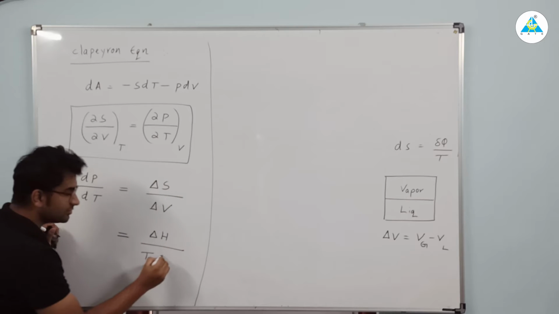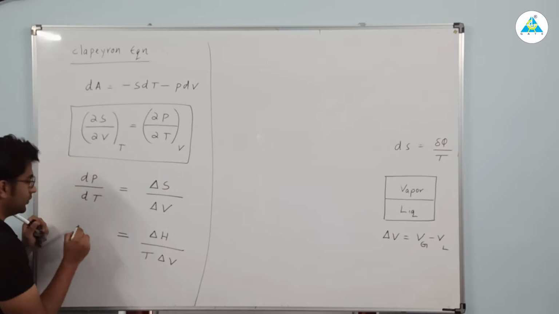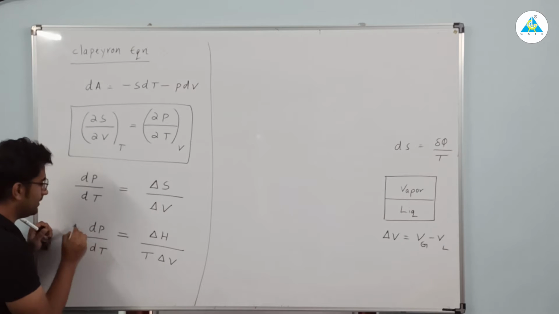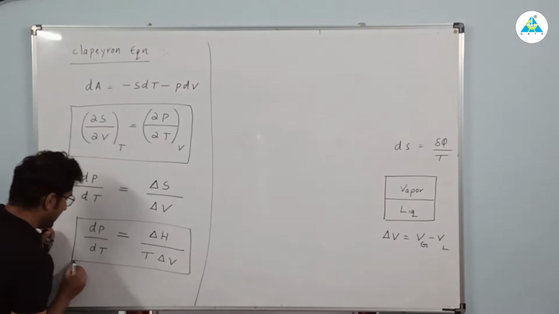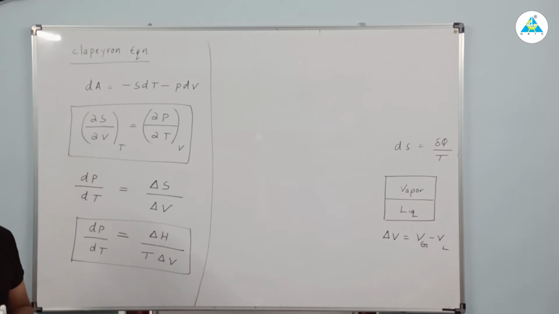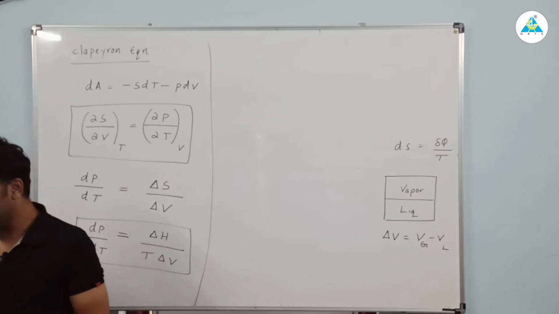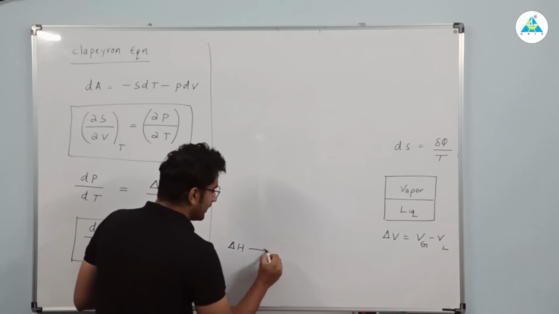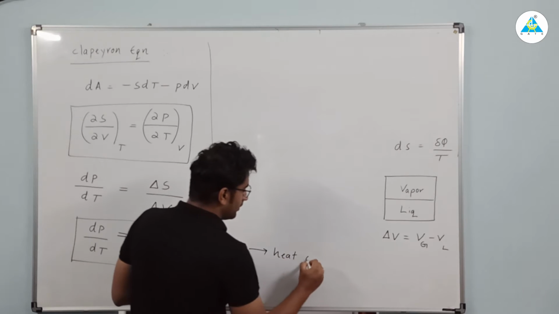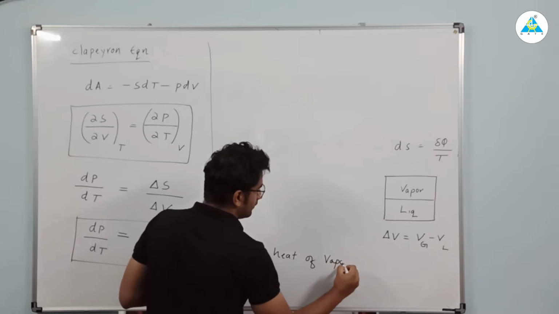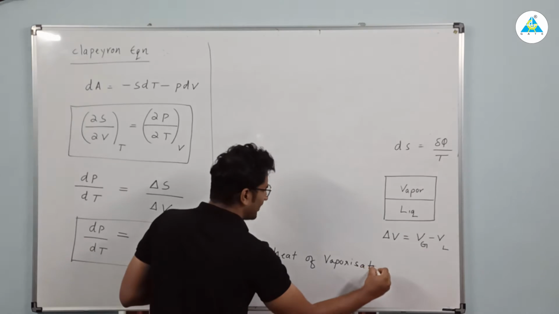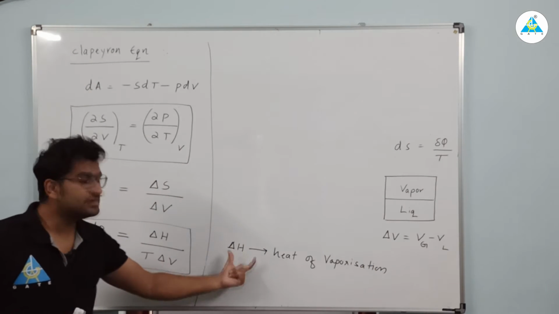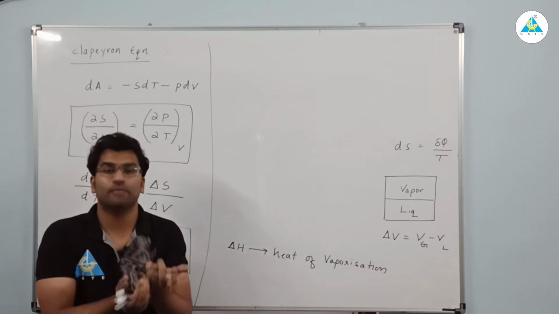From that particular equation into delta V. So your equation for dP by dT will be equal to what? Delta H divided by T delta V, where this delta H is your heat of vaporization. Enthalpy or heat of vaporization, both are the same, right? So the meaning is what? This is the amount of heat transferred during vaporization.